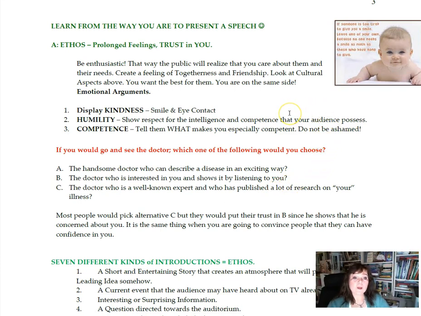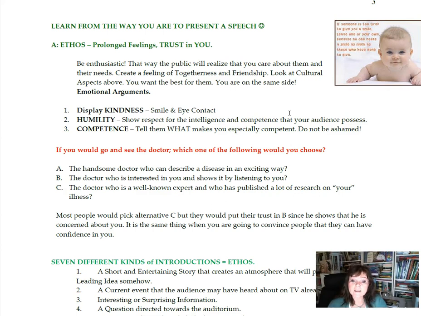Now we will have a look at what ethos, logos and pathos really are, and how you can use this both when you present a speech and when you write. Ethos means the prolonged feelings, the trust that you create in you.